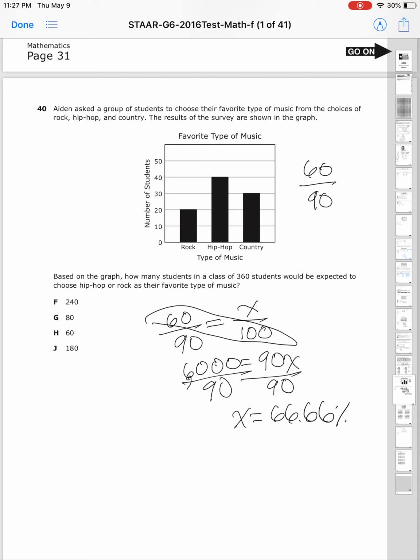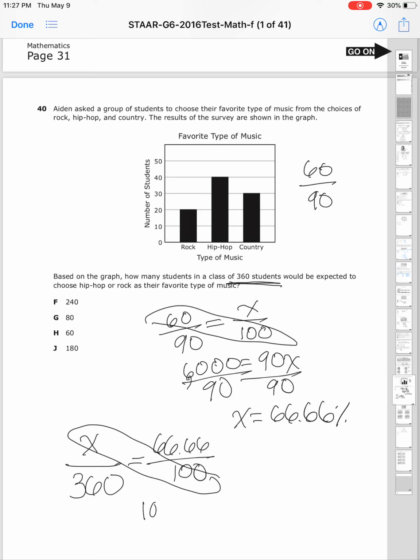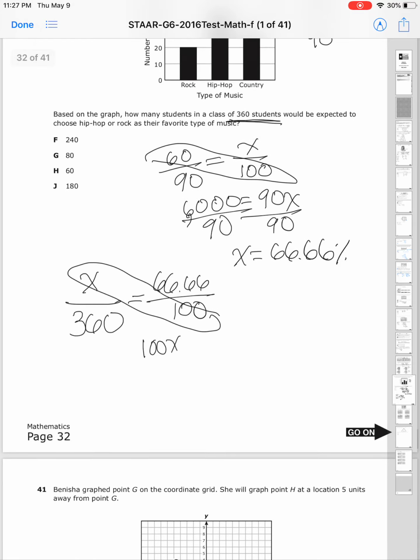So what I need to do now, since I know my percent, and I know the percent's always out of 100, is find what the part would be with the 360 students. So now I'm going to still cross multiply. So 100x and 360 times that 66.66.